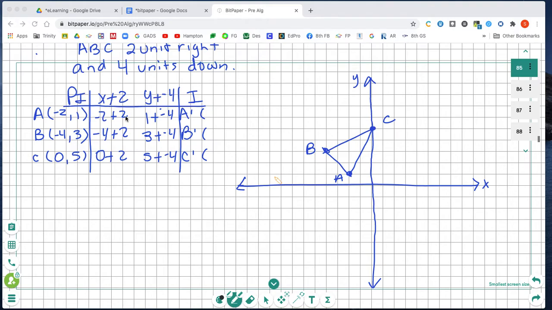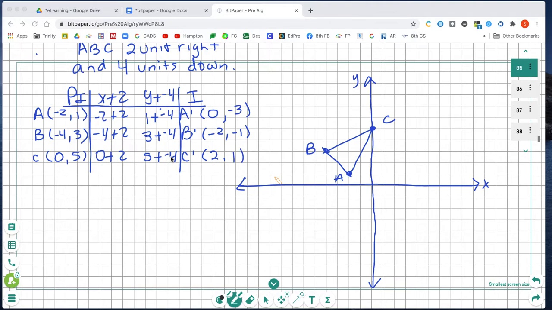-2 plus 2 is going to give us our new x, which is 0. And 1 plus -4 is going to give us -3. -4 plus 2 is going to give us -2. And 3 plus -4 is going to give us -1. 0 plus 2 is going to give us 2. And 5 plus -4 is going to give us 1.